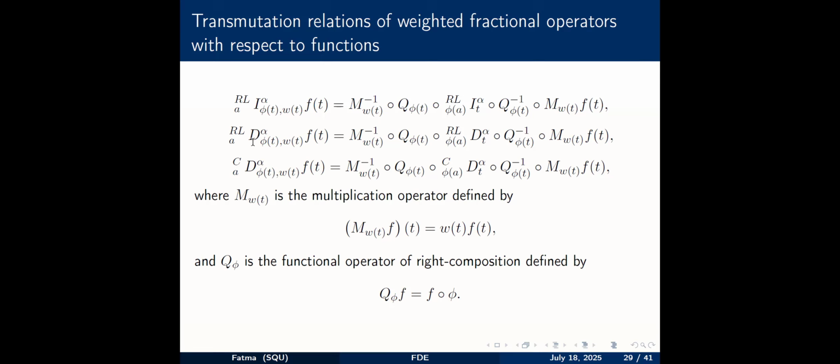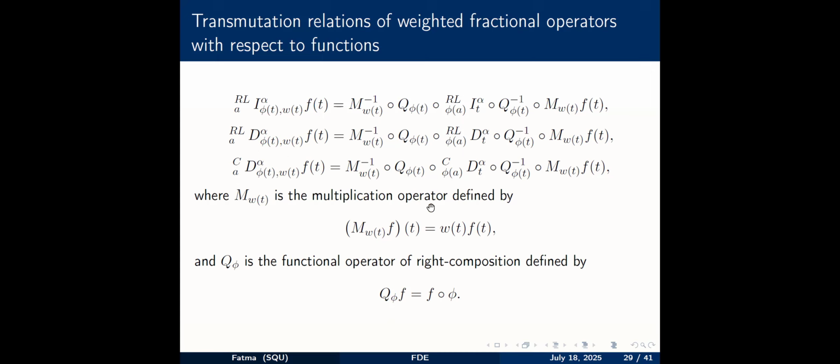The same idea applies for the Riemann-Liouville derivative and Caputo derivatives. Using the transmutation relation, we write them in terms of the original or the classical operators, Riemann-Liouville derivative and Caputo derivative. Now, what is M here and Q?